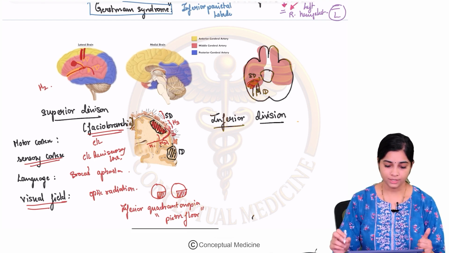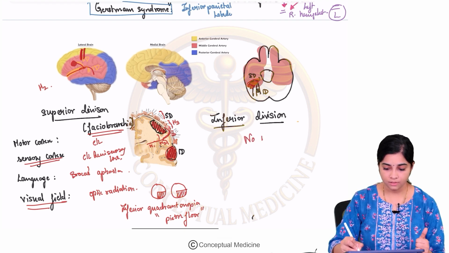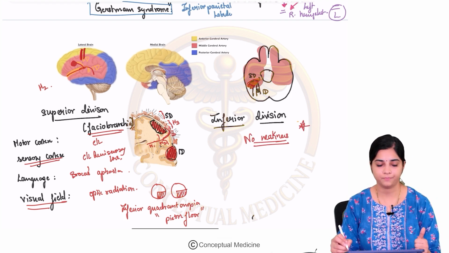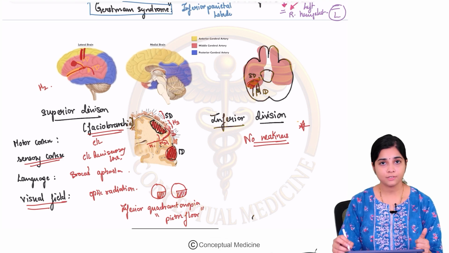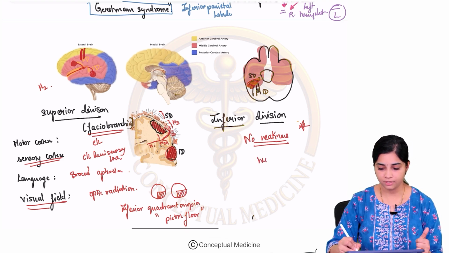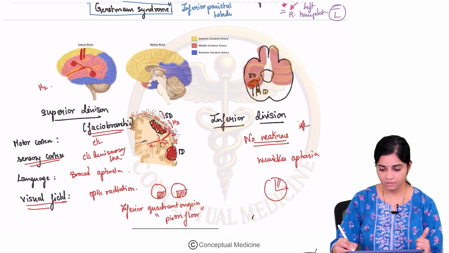Okay, fine. Now the inferior division. As you can see here, it is this portion which is getting affected. So will there be any weakness? No, there will be no weakness. It's a very, very important point. Okay, fine. And what sort of language disturbance will you get? What is the inferior division supplying? You will get a Wernicke's aphasia, and the visual field defect will be a pie in the sky.